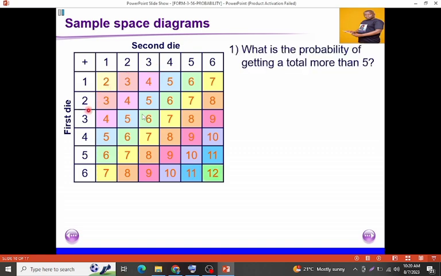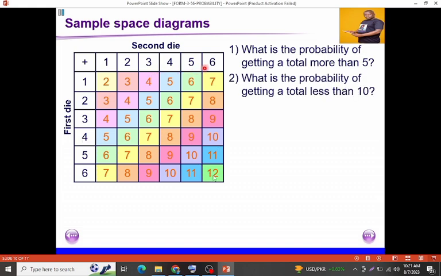So what is the probability that the number obtained shall give us a total more than 5? All you have to do is look at how many numbers are greater than 5. So it will be 6, 7, 8, 9, 10, 11, 12. You just count them. From the 6s, you have 5 6s, 6 7s, 5 8s, 4 9s, 3 10s, 2 11s, and 1 12. So just add them up.